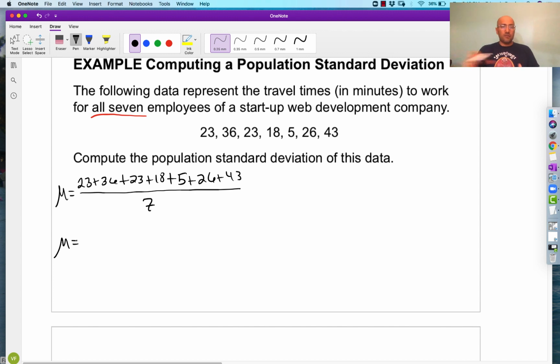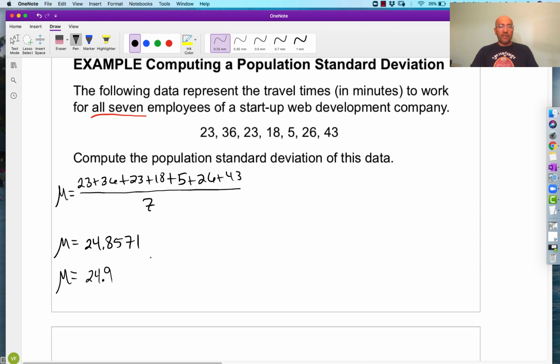So the mean is 23 plus 36 plus 23 plus 18 plus 5 plus 26 plus 43 divided by 7, which is 24.8571. Okay, for the purposes of this, I'm just going to round it to 1 decimal place, 24.9, just because it's going to get really messy when I do it. Okay, so now that we have the mean, let's use our formula to find the standard deviation.